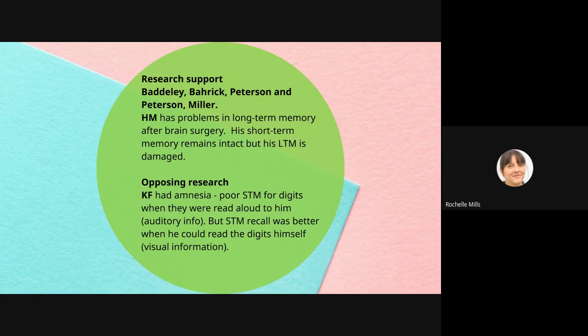However, we do have some opposing research, so you can use this as a limitation in your evaluation. And this opposing research comes from KF, who had amnesia. KF had a poor short-term memory for digits when they were read out loud to him.